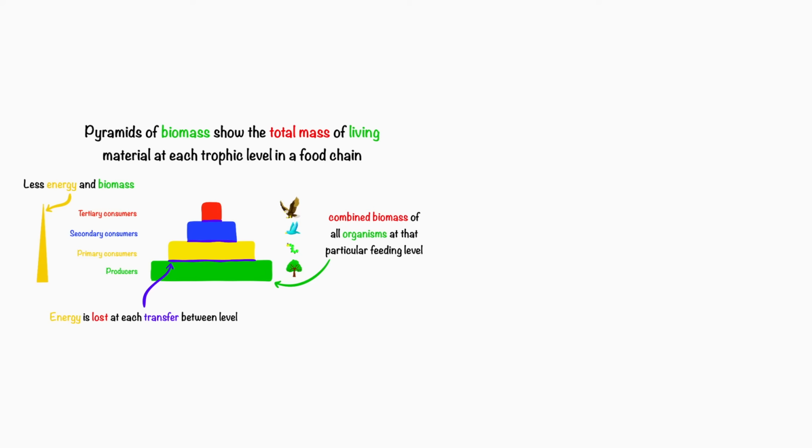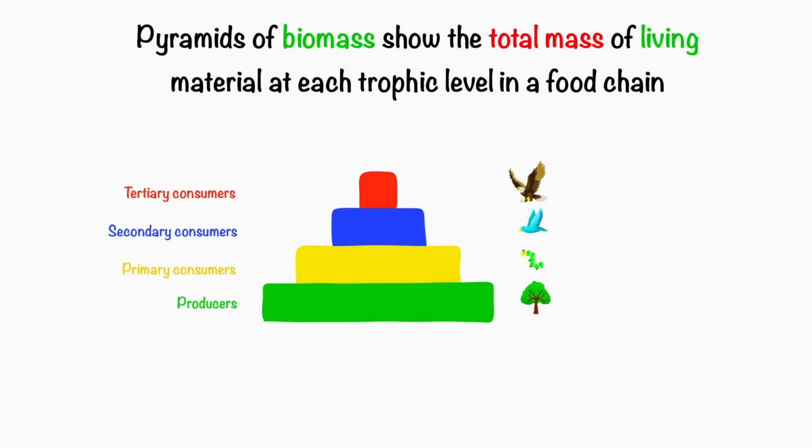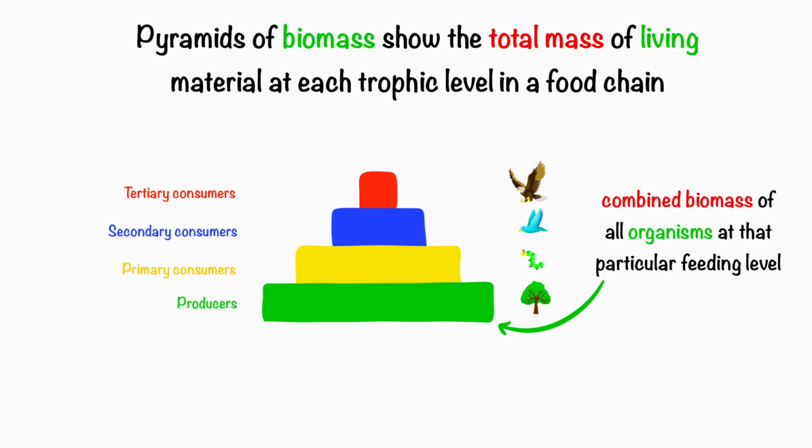In this brief episode, we will discuss the pyramids of biomass and what determines their structure. Pyramids of biomass show the total mass of living material at each trophic level in a food chain. Each horizontal bar relates to the combined biomass of all organisms at that particular feeding level.